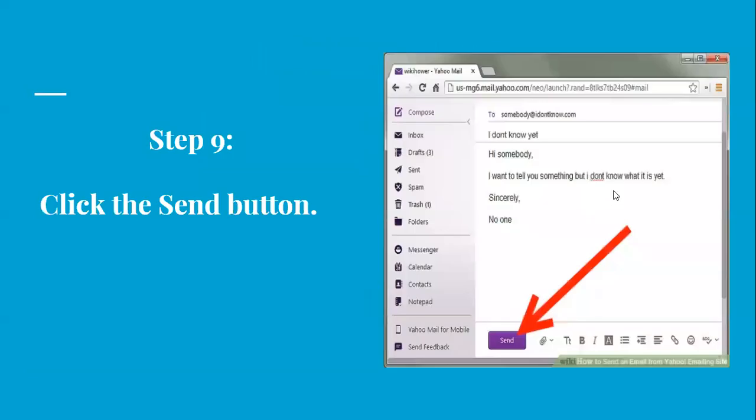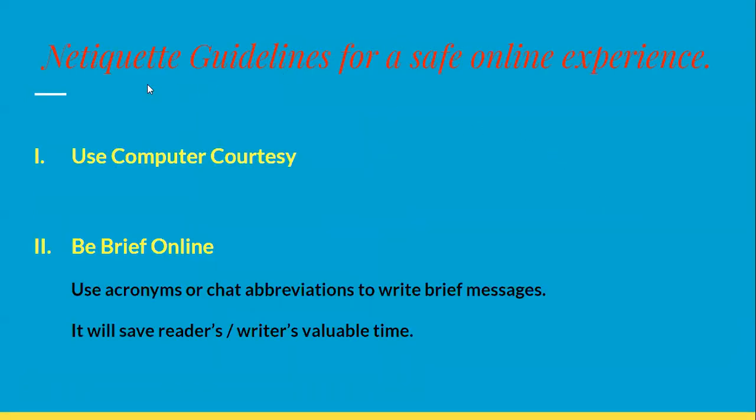So there are 10 netiquette guidelines for safe online expression. Come, let us see them. Number 1, use computer courtesy. What is the meaning of courtesy? It means we should respect others. We should use respectful words when we are doing mail, chatting, or speaking in a forum. So use respectful words and be courteous. So the first rule is use computer courtesy.